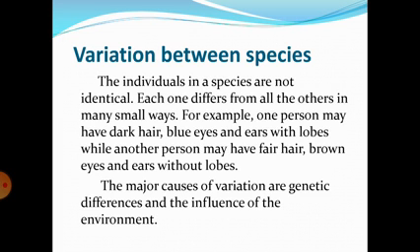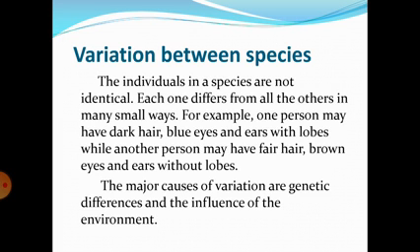Here you have human beings of different races. Though they belong to the same human race or human species, there are noticeable variations as you move from one race to the other. The individuals in a species are not identical. Each one differs from all the others in many small ways. For example, one person may have dark hair, blue eyes and ears with lobes, while another person may have fair hair, brown eyes and ears without lobes.